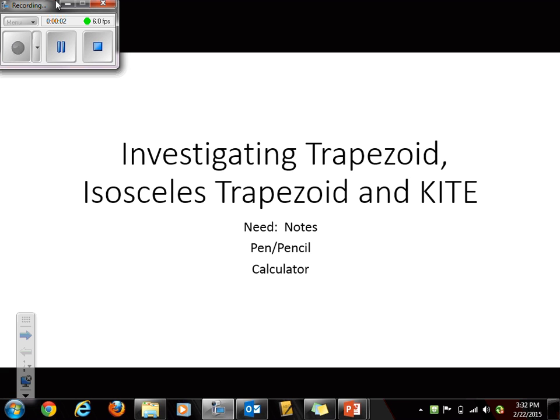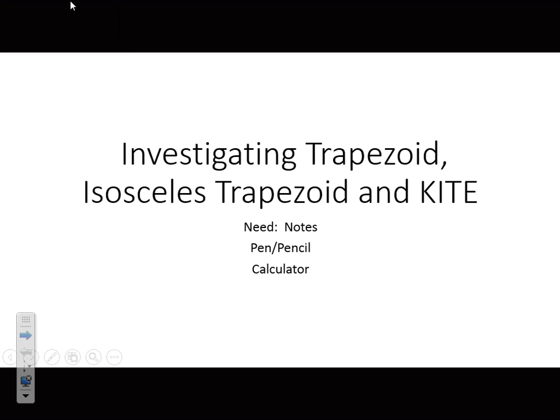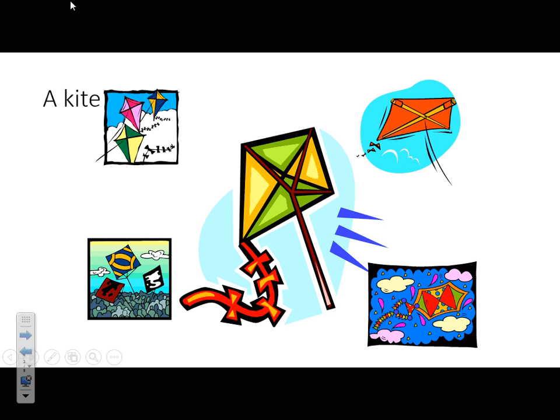Welcome, ladies and gentlemen. Today we are going to be investigating trapezoids, isosceles trapezoids, and kites. So please make sure that you have all of those shapes that I have provided for you in class, okay? You also need your notes, a pen and or pencil, and a calculator. First thing we're going to talk about, ladies and gentlemen, is the kite.